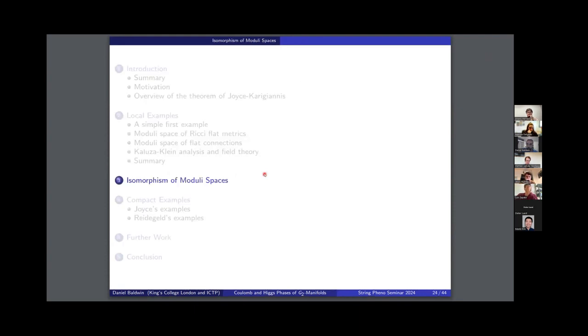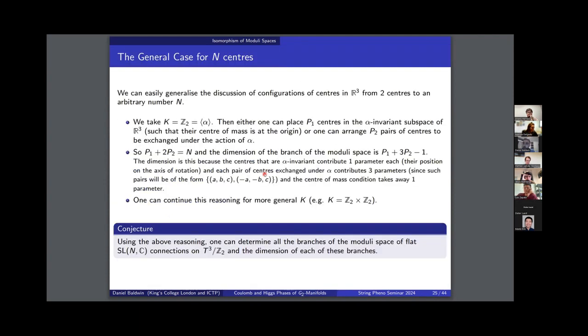Now I'd just like to say something about an isomorphism that we get between different moduli spaces.